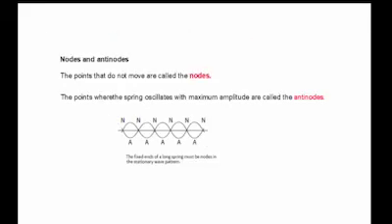Now, let's come to some concepts, or characteristics, of standing waves. As we said, the nodes are the points that do not move, with no displacement. The points where the particles oscillate with maximum amplitude are called antinodes.